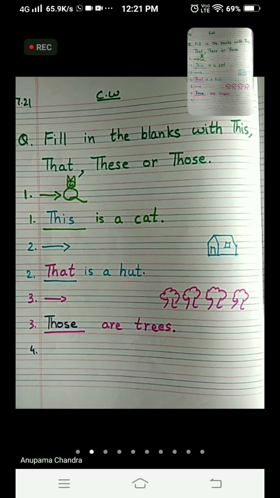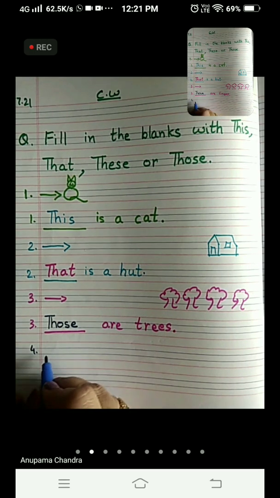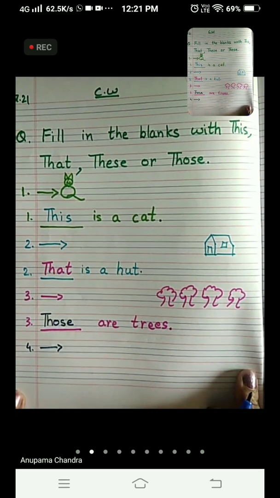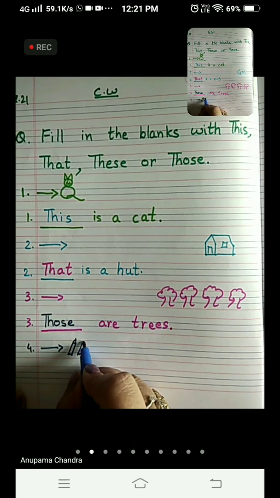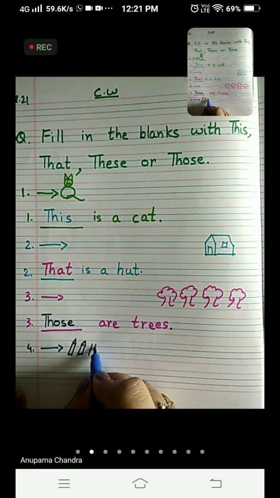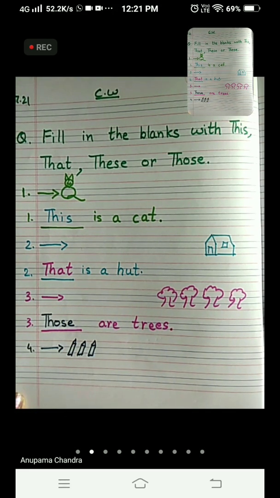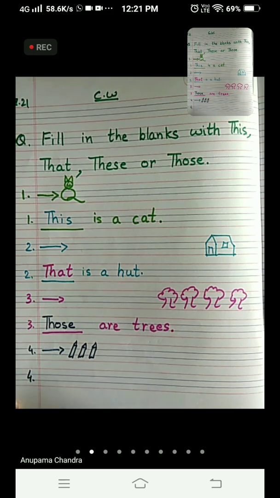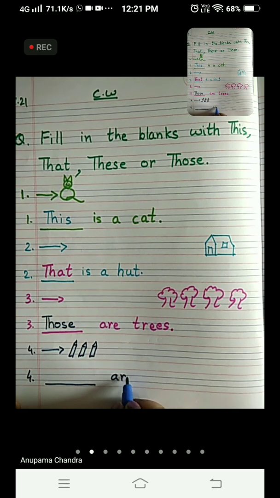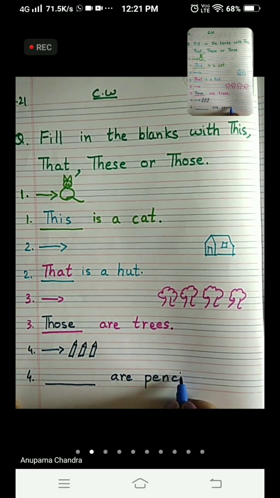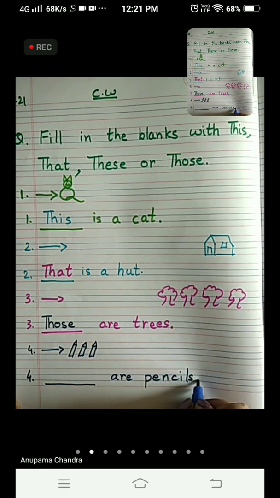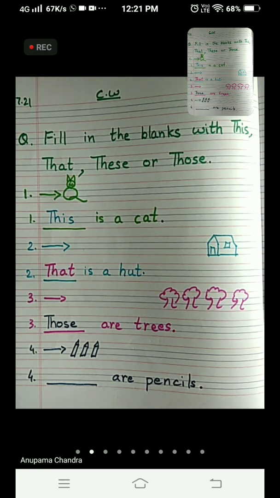Now come to the fourth one. Number 4, you are going to make an arrow and you will make pencils. How many pencils? 1, 2, 3 pencils. Okay? And the question is, dash are pencils. P-E-N-C-I-L-S, pencils. Full stop. Okay?